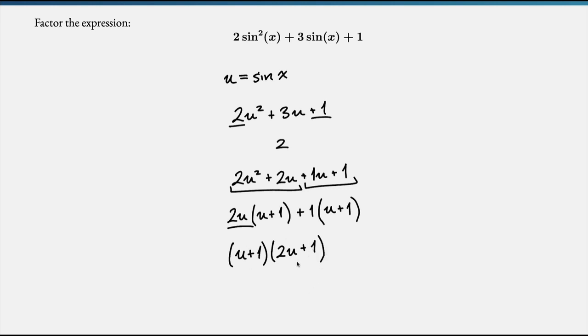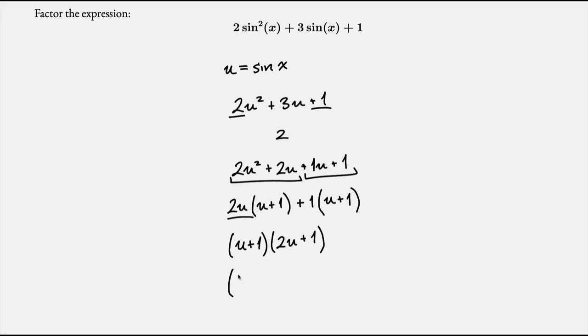Now that's factored in terms of u, but of course our original expression was in terms of sine of x. So we're going to just go ahead and plug that in. We get sine of x plus 1, and then 2 sine of x plus 1. And that's our factored expression.